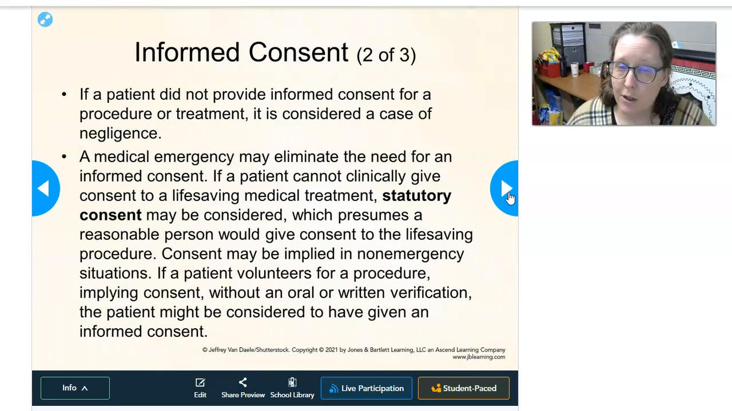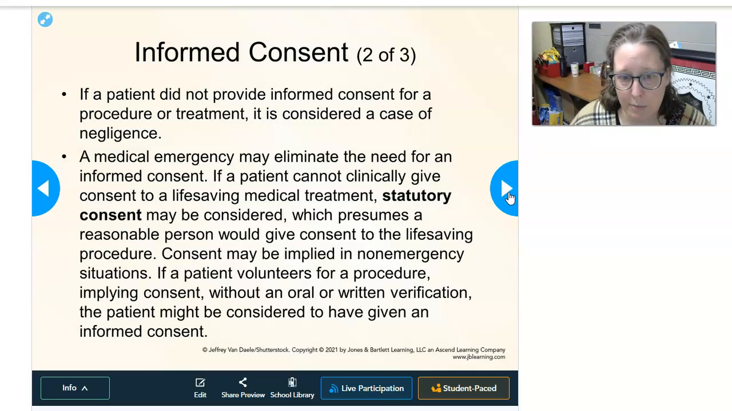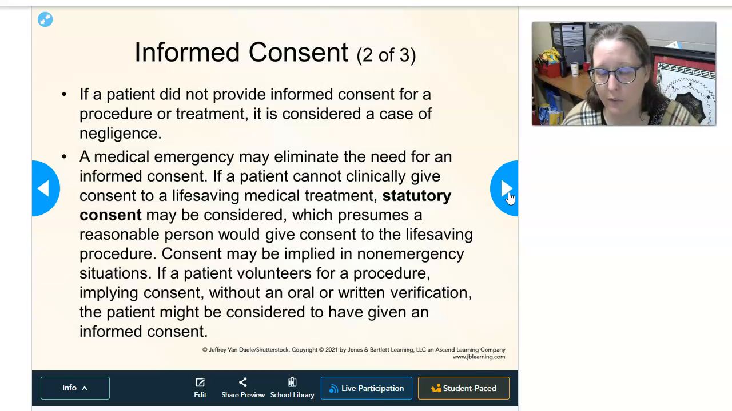So if a patient did not provide informed consent for a procedure or treatment, then it is considered a case of negligence. A medical emergency may eliminate the need for an informed consent. For example, if a patient cannot clinically give consent to a life-saving medical treatment, then what we call statutory consent may be considered, which presumes a reasonable person would give consent to the life-saving procedure. Then consent may be implied in a non-emergency situation.